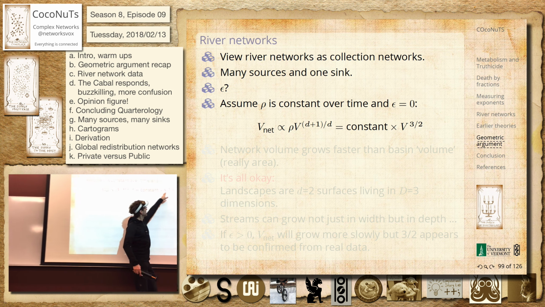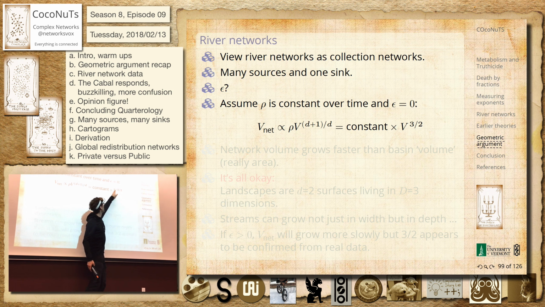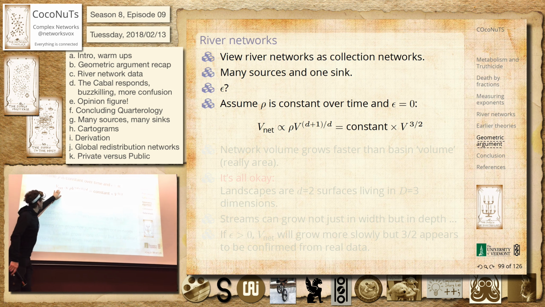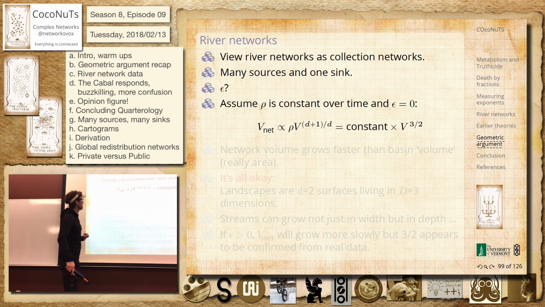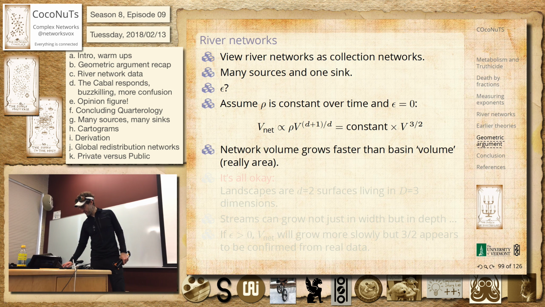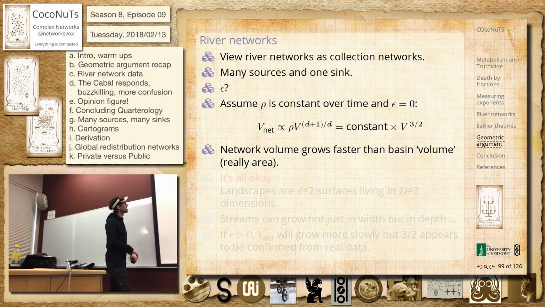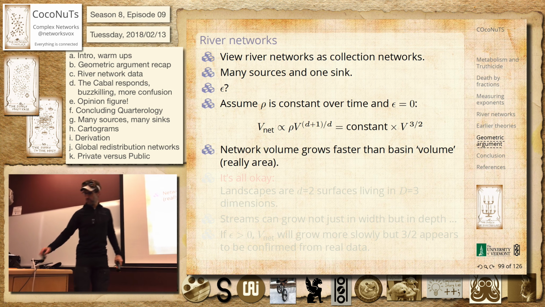Okay, what this is now is area, right? This is basin area. It's volume in 2D, this is basin area. And the volume of the network can scale faster than that. That's okay, right? Because there's this ambient dimension that's greater than the dimension of the shape that's being supplied, or drained in this case. So really area, so this is all okay.